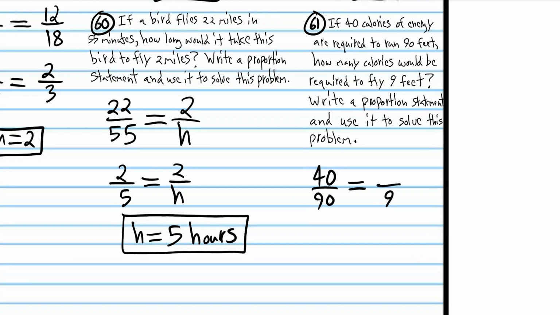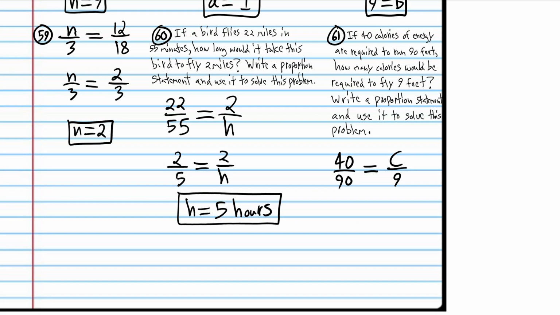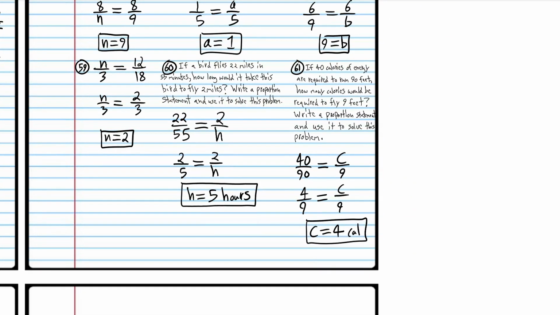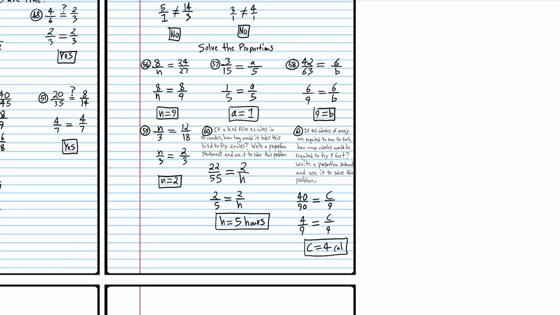So I'm going to call this, what are we looking for here? We're looking for calories, so I'm going to write C for calories. Divide both sides of this fraction by 10, and we get 4 over 9 is equal to C over 9, and obviously the number of calories is going to be 4. 4 calories, CAL is an abbreviation for calories. If you don't know that abbreviation, that's fine. You can just spell out calories. So if you got that answer, good job.